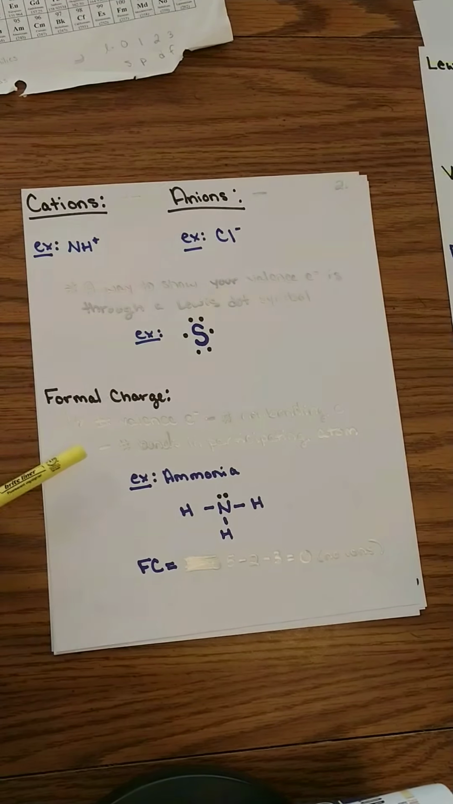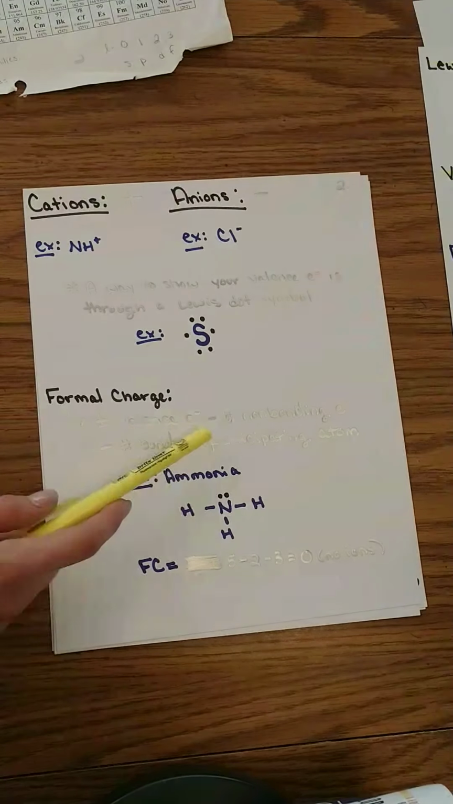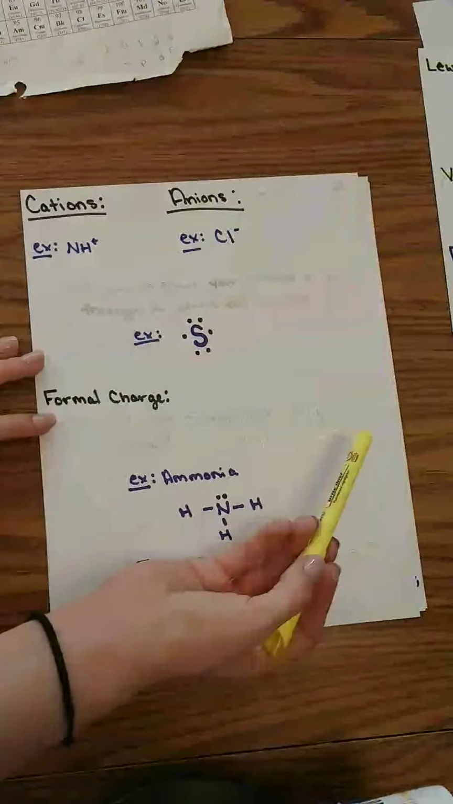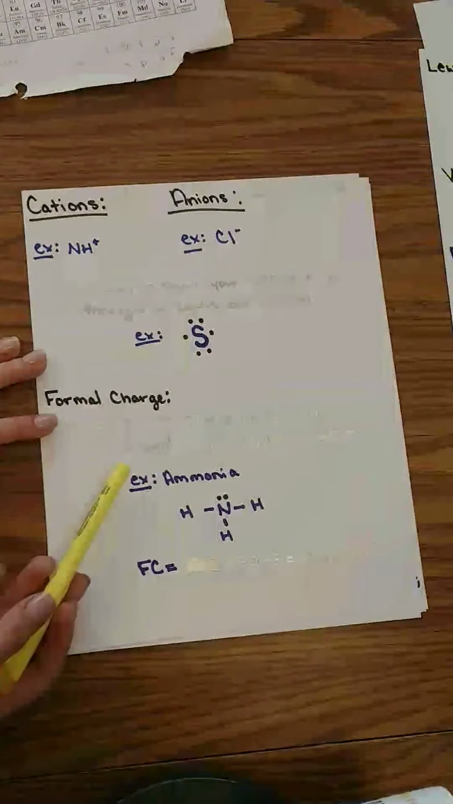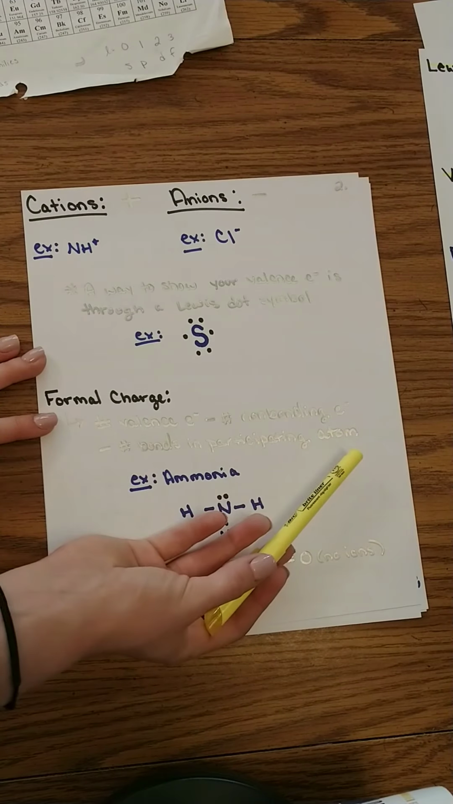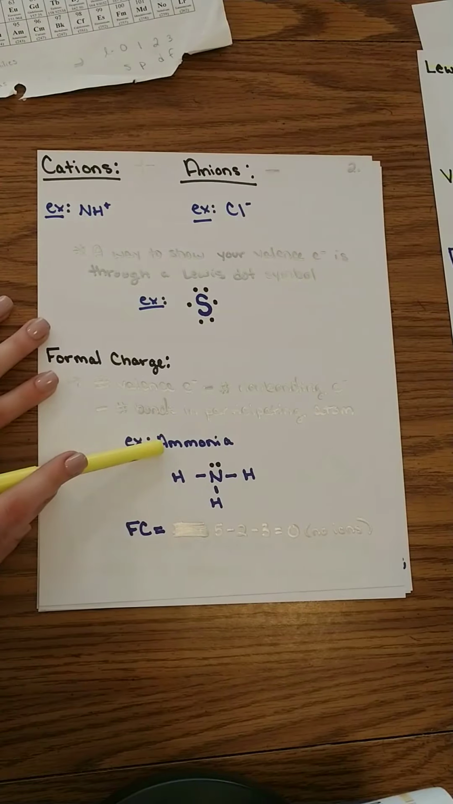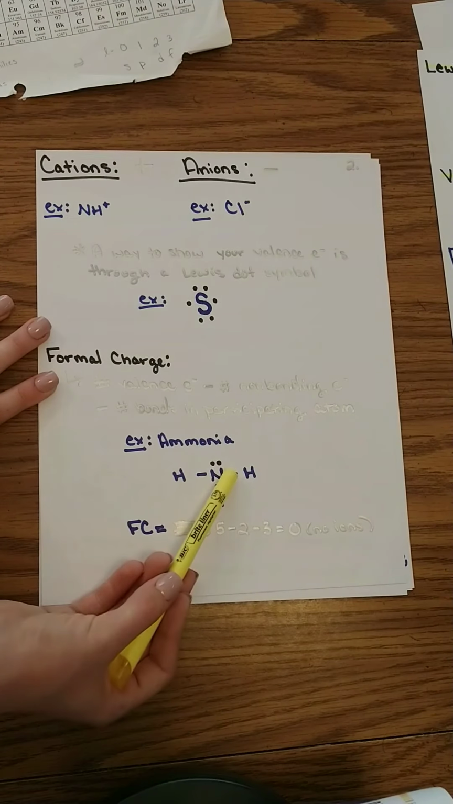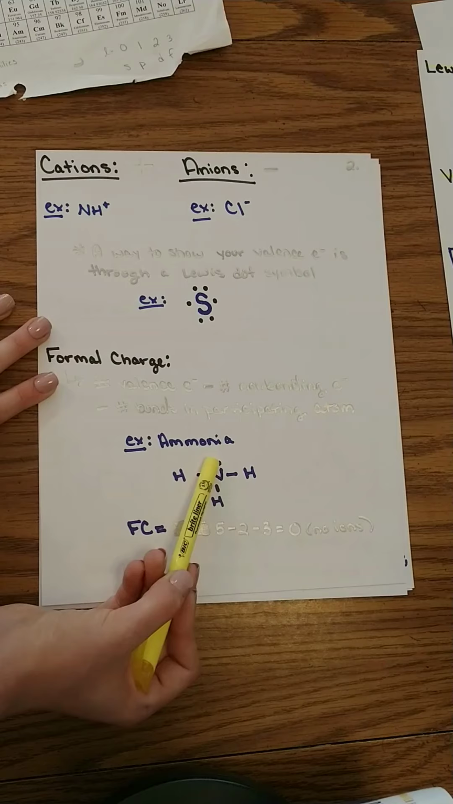To calculate formal charge, we need to know the number of valence electrons, minus the number of non-bonding electrons, and then minus the number of bonds in a participating atom. Sounds like gibberish, but I'll explain. So, example, ammonia. Ammonia is NH3. I have it drawn here. We have our N, which is at the bonding site, basically, and then the H's are connected, with 2 lone pairs.